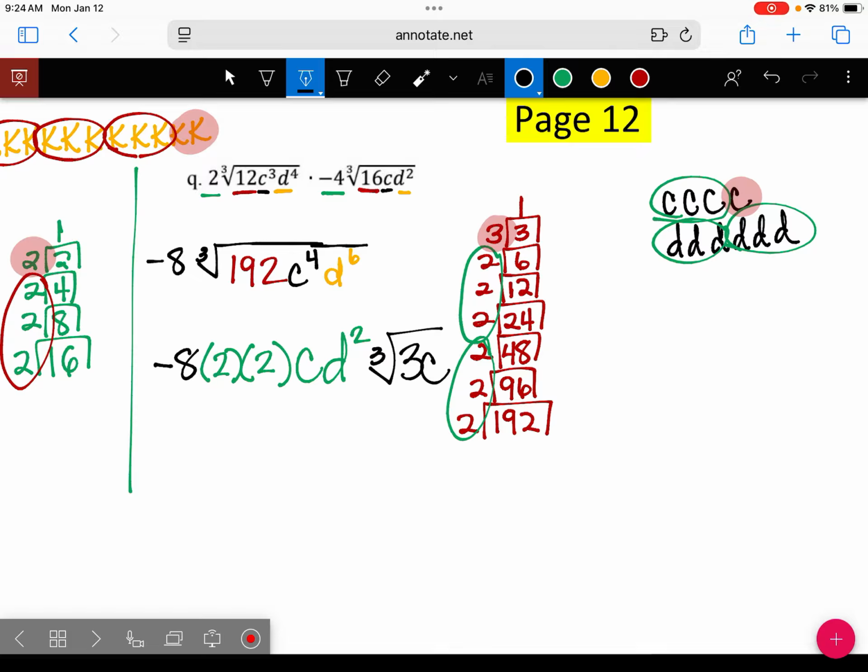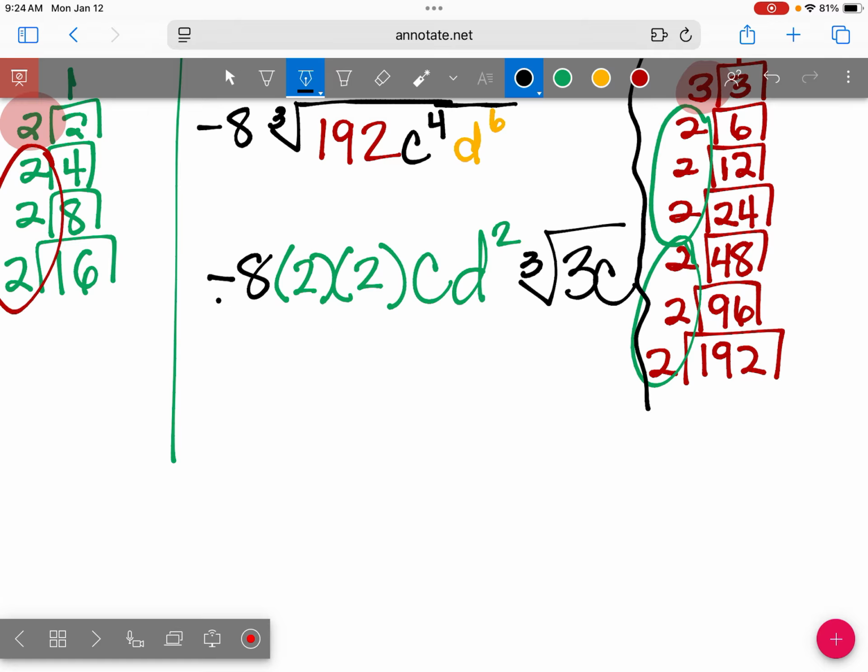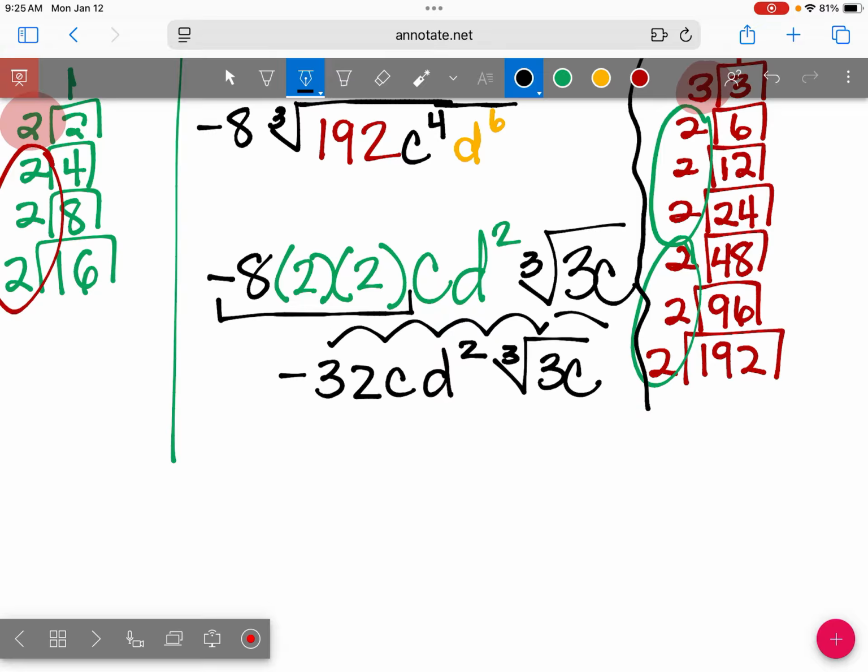So the last thing you need to do with your calculators, go ahead and multiply this together. See what you get when you take -8 times 2 times 2. That's the number that's on the outside. So you should get -32 CD squared and then the cube root of 3C. All right, questions about today's lesson? What y'all think?